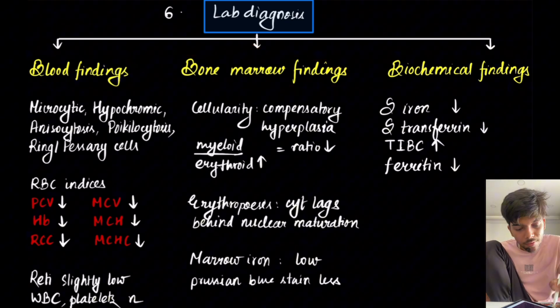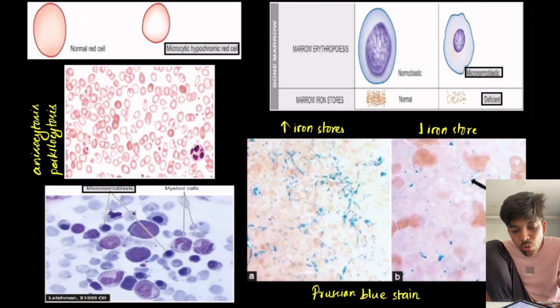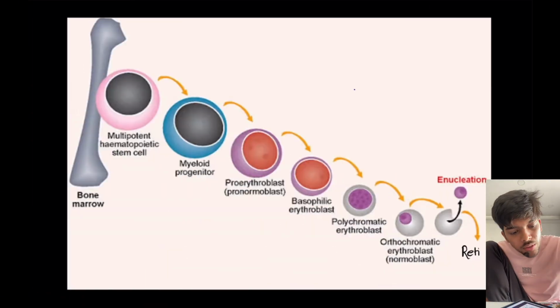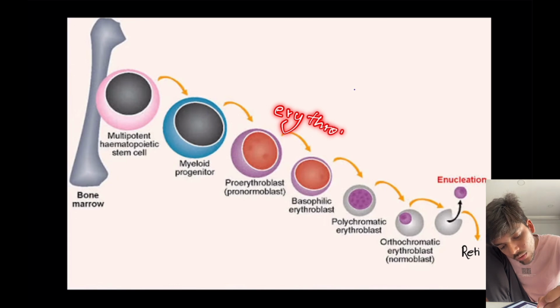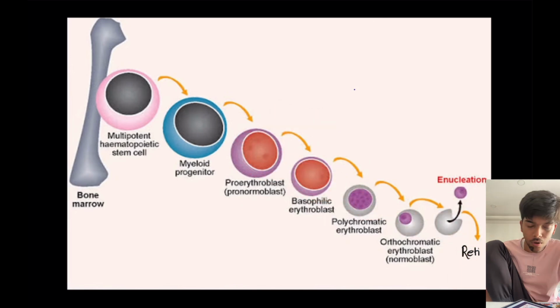In bone marrow finding, first cellularity. See, the production of RBC has decreased. The number of RBC has decreased. So to compensate for the decrease in production of RBC, hyperplasia takes place in the bone marrow. So during formation of RBC, what happens? There's your stem cell. From this stem cell, myeloid progenitor cell is formed. Then you have your erythroid series, which contains a series of cells, and finally the nucleus comes out, reticulocyte is formed, and RBC is formed.